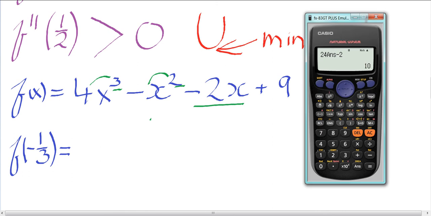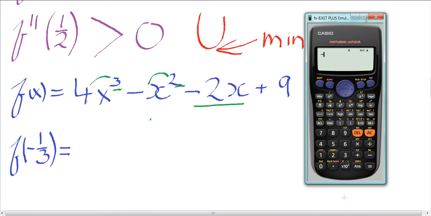Save yourself some time. So again, type the function in, but pretend the answer button is the x button. So 4x cubed minus x squared minus 2x plus 9. Okay, again, what comes up the first time doesn't make any sense. What happened there? It subbed in the last answer I had into that there. Remember I think the last answer was 10. I don't want that there, so just clear all that away.